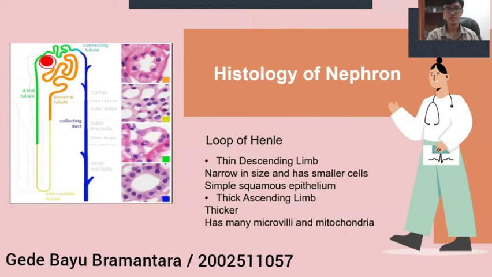The next one is the loop of Henle. The loop of Henle consists of 2 parts: the thin descending limb and the thick ascending limb. The thin descending limb is narrow in size and has smaller cells. It consists of simple squamous epithelium. The thick ascending limb also consists of simple squamous epithelium, but it's thicker and has many microvilli and mitochondria.